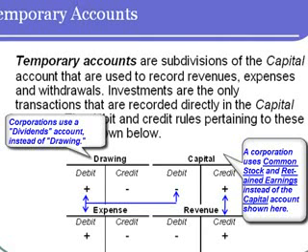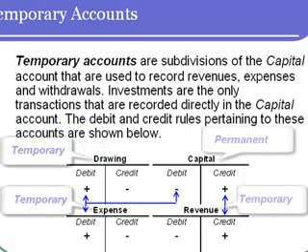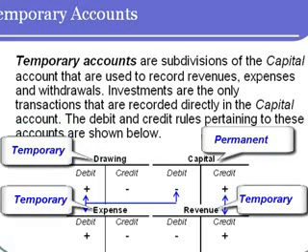But then we also have three other accounts shown. They're referred to as temporary accounts. The capital account is called the permanent or real account. Temporary accounts are also called income statement accounts, and the capital account, along with liabilities and assets, is referred to as a balance sheet account.